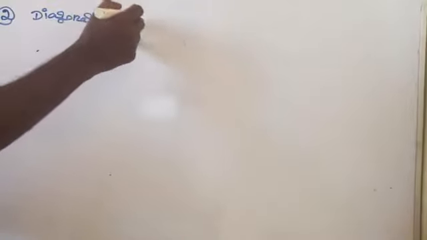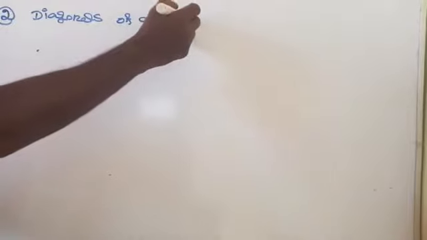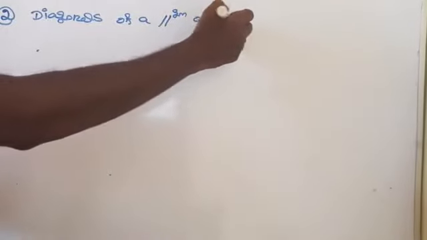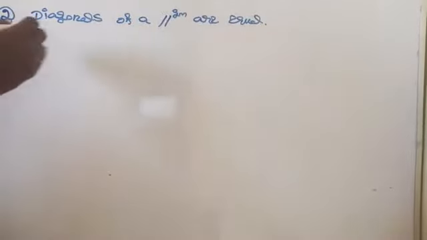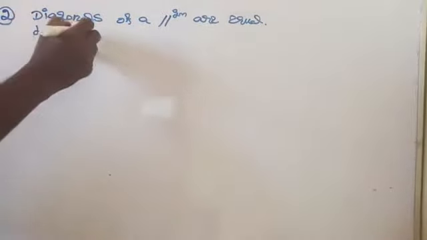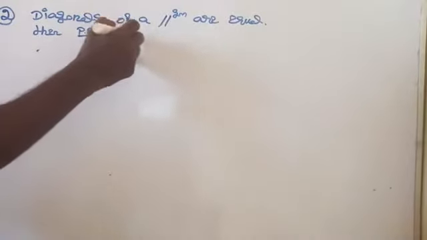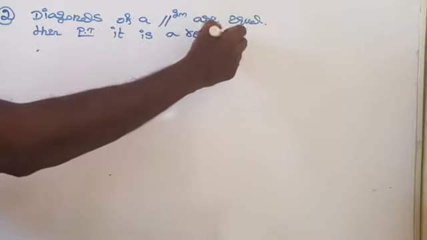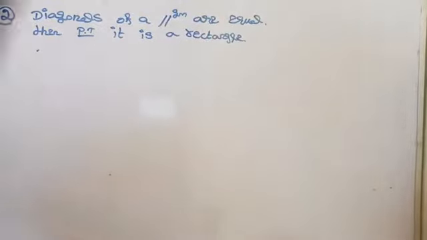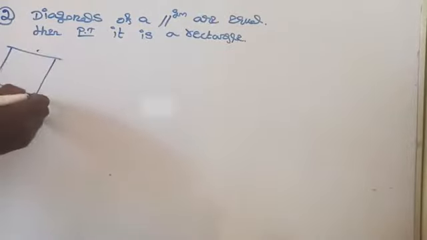Diagonals of a parallelogram are equal, then prove that it is a rectangle. Here what we have to prove? Tell me. In this parallelogram ABCD, what is given for you?